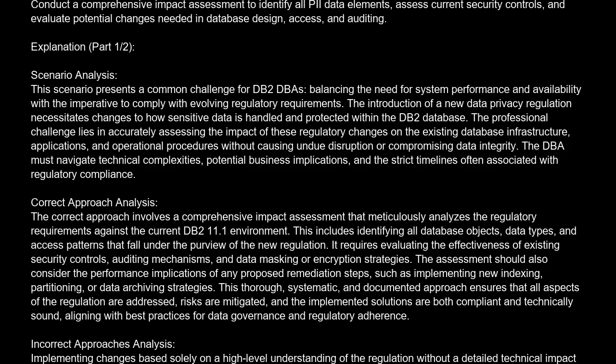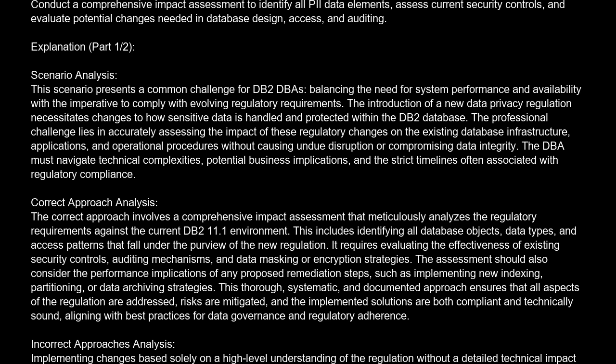Correct answer is A. Conduct a comprehensive impact assessment to identify all PII data elements, assess current security controls, and evaluate potential changes needed in database design, access, and auditing. Explanation. Scenario analysis. This scenario presents a common challenge for DB2 DBAs, balancing the need for system performance and availability with the imperative to comply with evolving regulatory requirements.